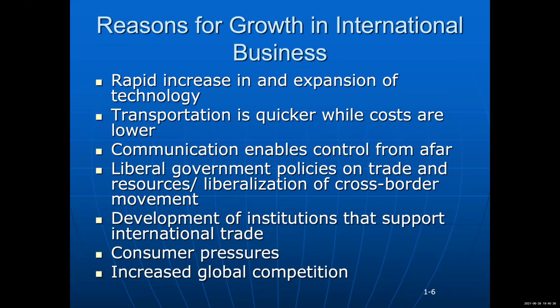So, liberal government policies on trade and resources, liberalization of cross-border movement. All right, I want to educate you a little bit about liberalization. Has anybody ever heard this concept of liberalization? Ever heard the term liberalization? No? All right. Never heard that term, people? Liberalization?